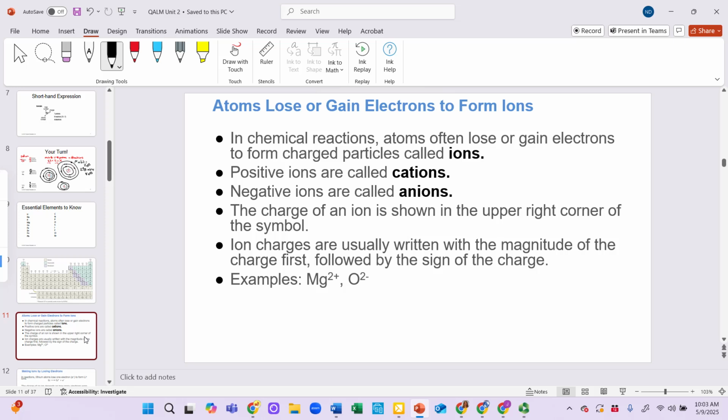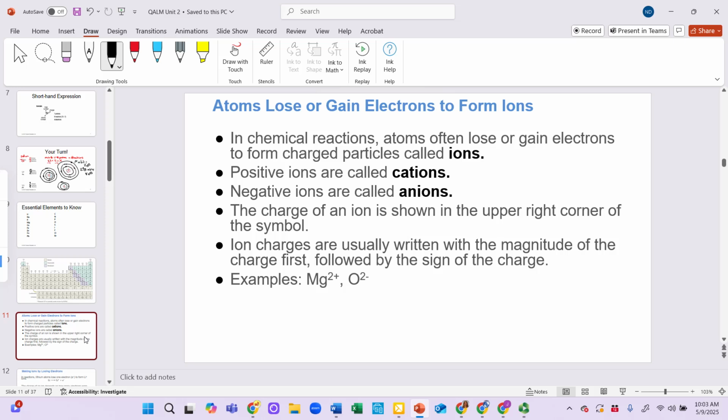Atoms can either lose or gain electrons to form ions. So ions are atoms that are charged. In chemical reactions, atoms lose or gain electrons to form charged particles called ions. Positive ions are called cations. Negative ions are called anions. When we deal with running gel electrophoresis in molecular diagnostics, you need to know what a cathode and anode are and what types of ions they attract. So it's really good to get this knowledge up front so that as you go through your program, you know the difference between a cation and anion.